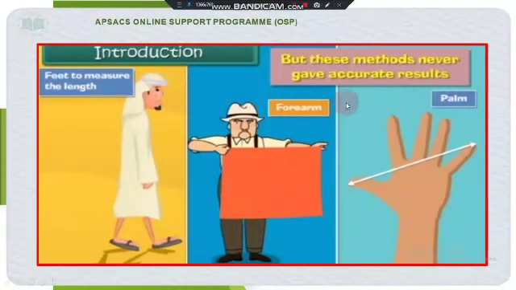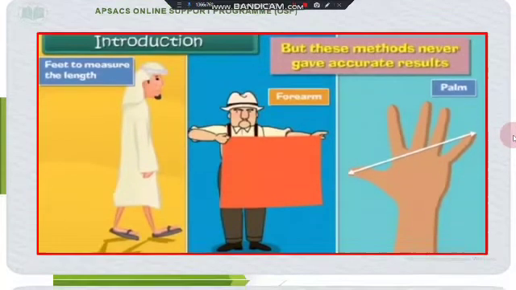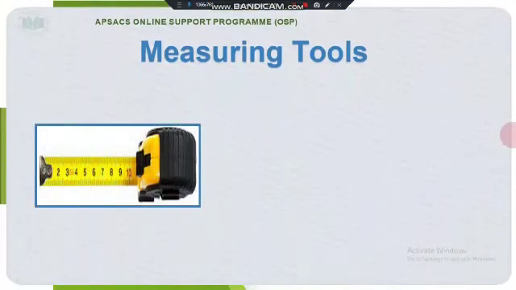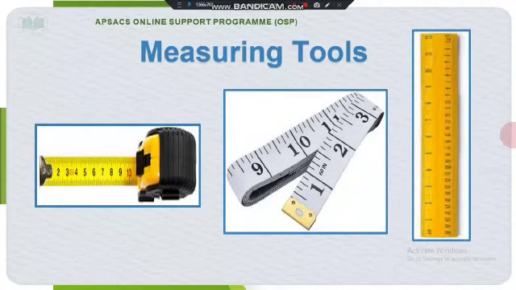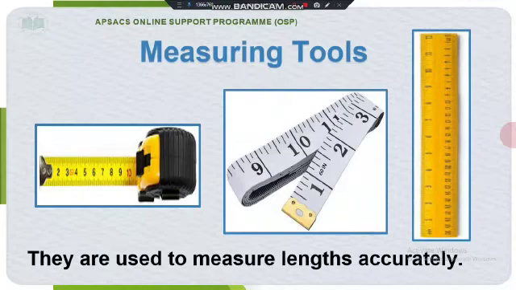Now, students, in olden days, people used to measure the lengths of objects with the help of their body parts. For example, they used their feet, their forearm, their palms to measure lengths. But nowadays, we have different tools, measuring tape, scale. So these are the measuring tools to measure lengths accurately.